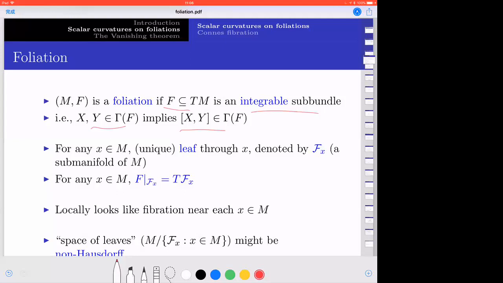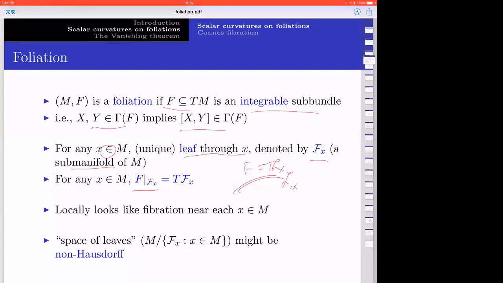By this condition, we know by the Frobenius integrability theorem that for any point x in M, there is a leaf passing through this point, a submanifold, such that the integrable bundle when restricted to the leaf is exactly the tangent bundle of this leaf. So locally around any point of the manifold, the foliation looks like a fibration, but globally it could be complicated. For example, the space of the leaves might be non-Hausdorff. In the fibration case, the space of the leaves is just the space of fibers, the base space, which is usually a manifold. But if you only define the foliation structure abstractly, the space of leaves could be non-Hausdorff.